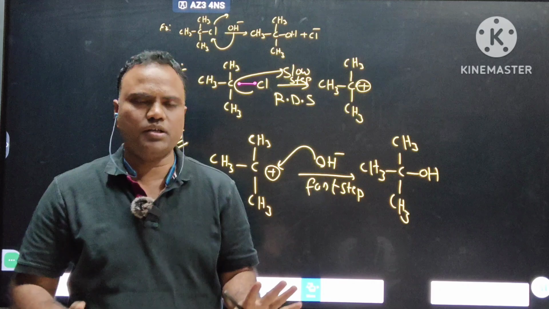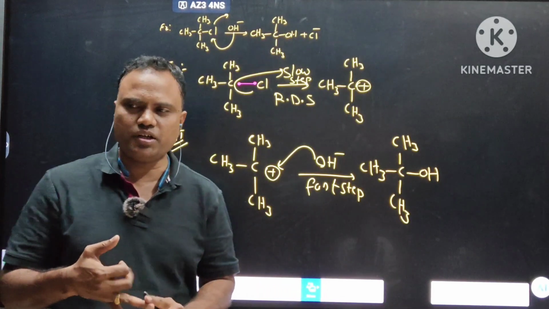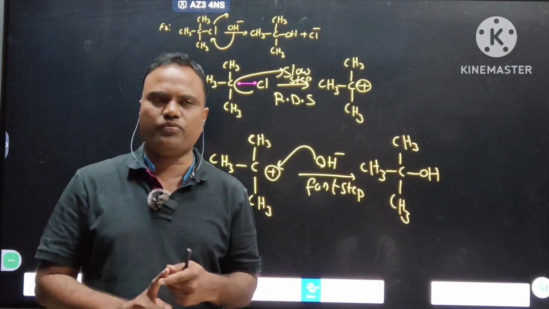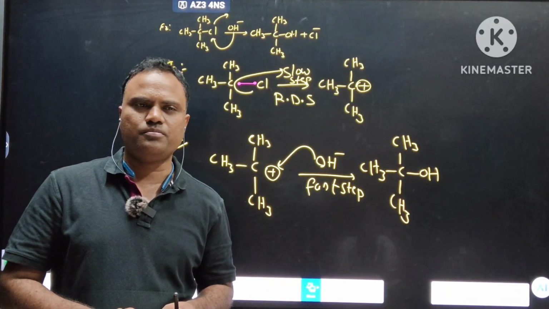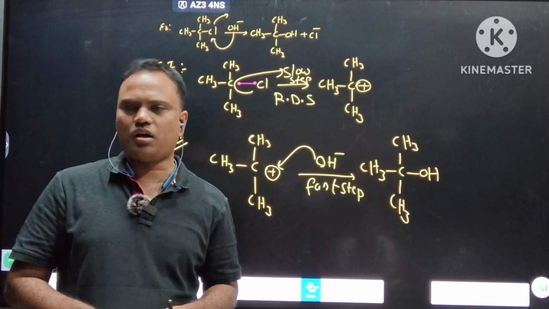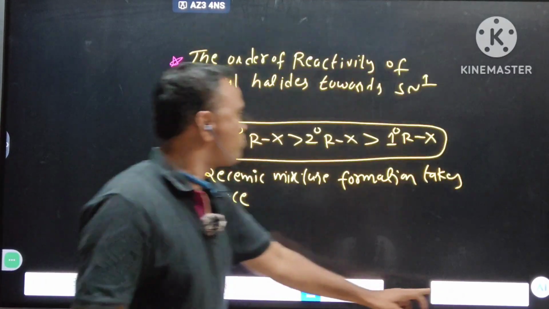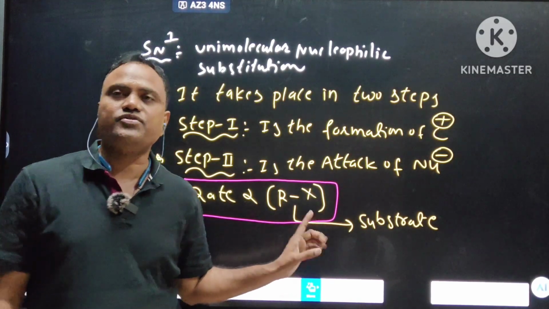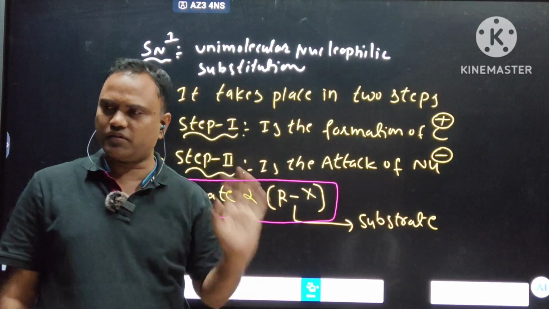Once again, see, now only learn what is the SN1 abbreviation: unimolecular nucleophilic substitution. In how many steps does it take place? 2 steps. Step 1 is formation of carbocation. Is that a slow step or fast step? Slow step. What is step 2? Attack of nucleophile. Rate depends on what? Concentration of alkyl halide only, or concentration of substrate only, not on the nucleophile.